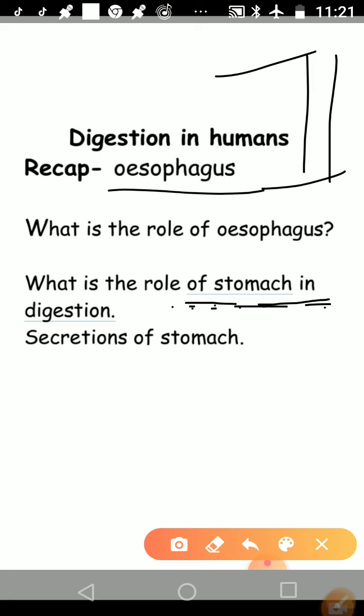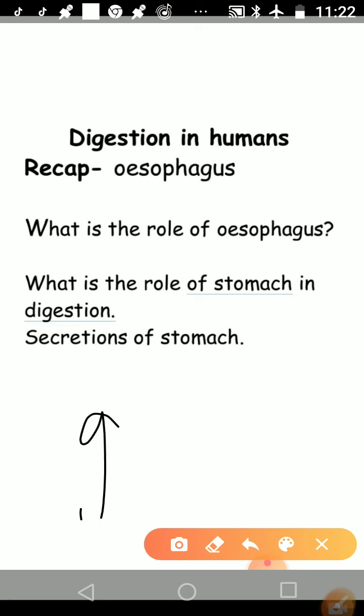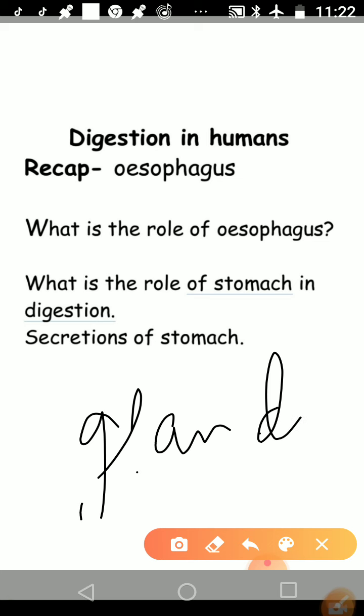What is the stomach, what is its role, how does it help in digestion, what happens with the food which reaches the stomach, and what does the stomach secrete? That secretion helps in digestion. So we have learned these things in our previous lecture. Let us move to the next part of our lecture, today's topic, which is about the different kinds of glands. So we are going to know about the glands.